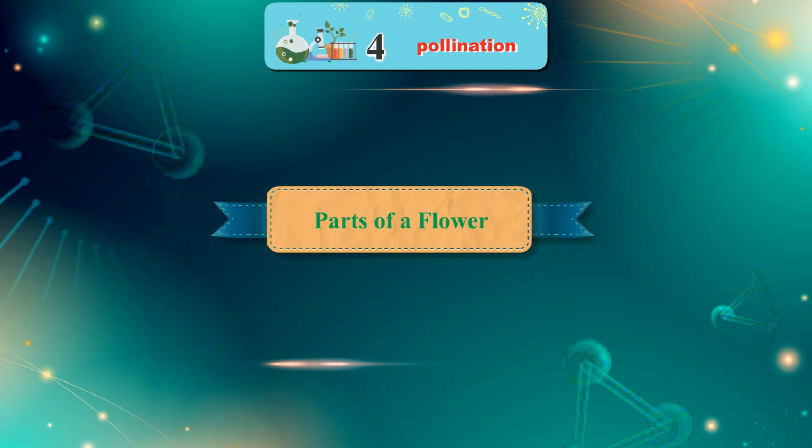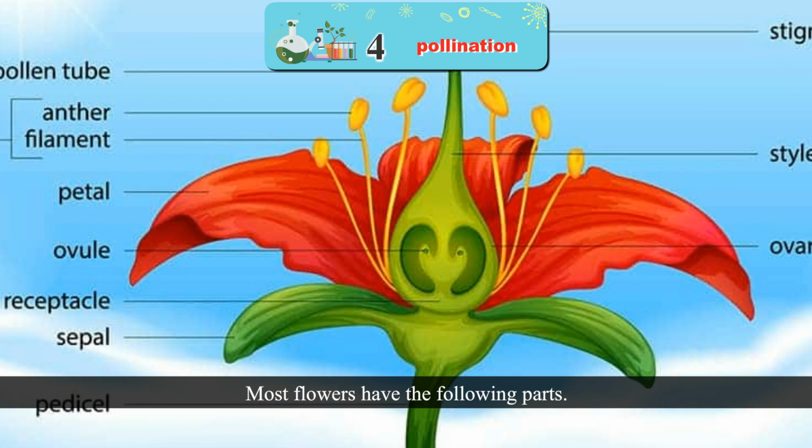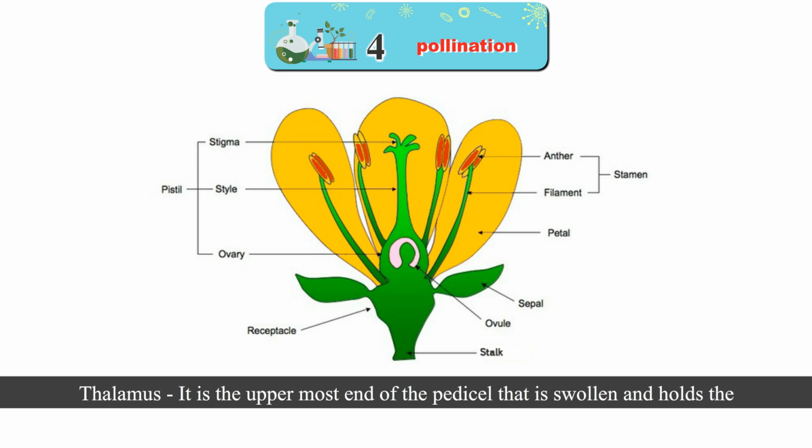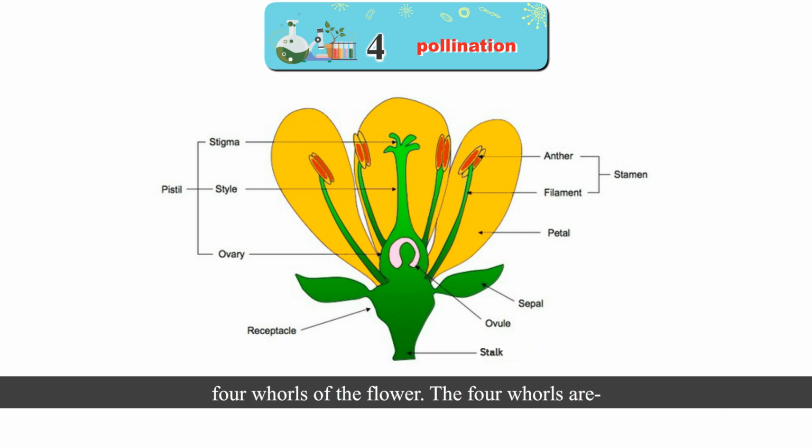Parts of a flower. Most flowers have the following parts. Pedicel. The stalk of the flower is called pedicel. Thalamus. It is the uppermost end of the pedicel that is swollen and holds the four whorls of the flower.